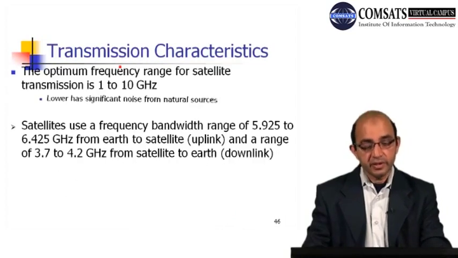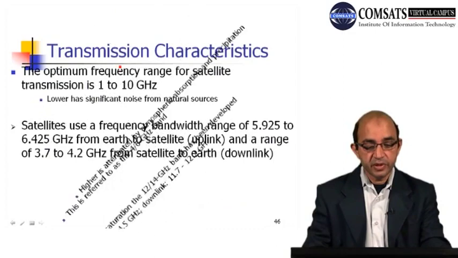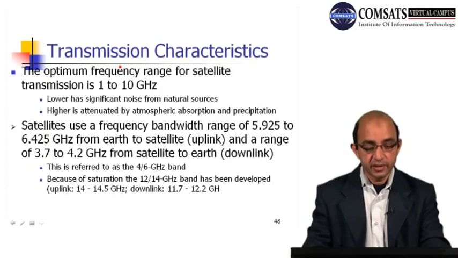These are the transmission characteristics. The optimum frequency range of satellite transmission is 1 to 10 gigahertz. Satellites normally use a frequency range of 5.925 to 6.425 gigahertz from Earth to satellite, the uplink. So this is the frequency for uplink, and then we have a range for the downlink. As I've mentioned, we use one frequency for the uplink, and then another frequency for the downlink.